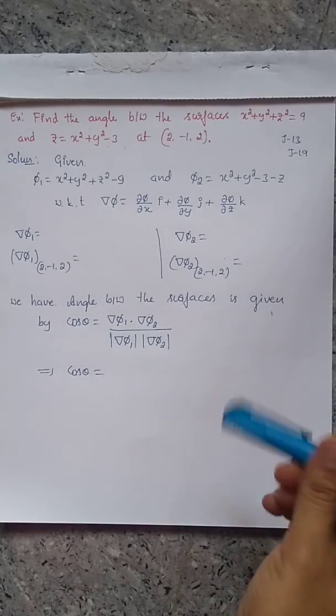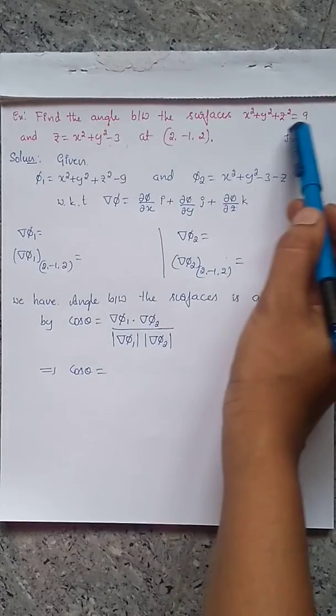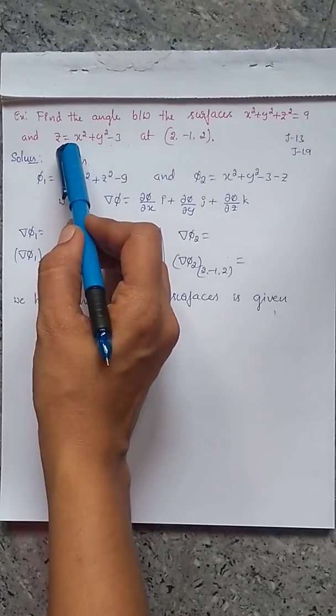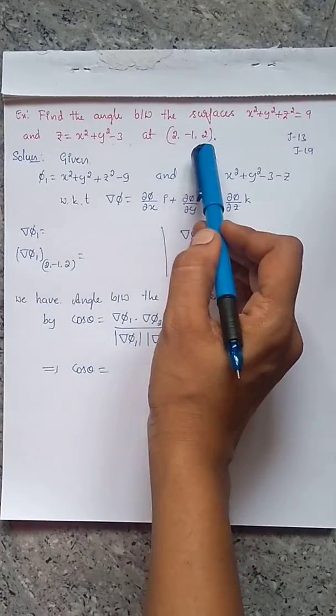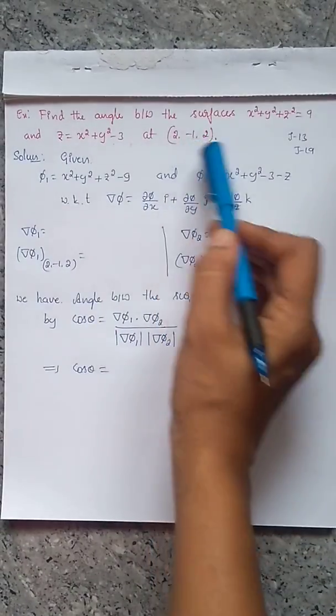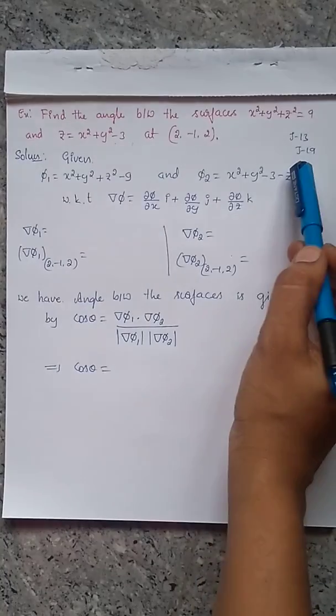Okay, I go to the next problem. Find the angle between the surfaces xy + y² + z² = 9 and z = x² + y² - 3 at (2, -1, 2). This is a very important question. This is a question from the June 2019 and June 2013 question papers.